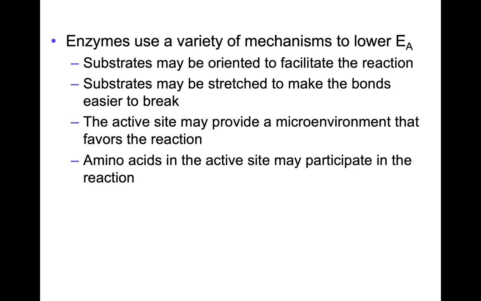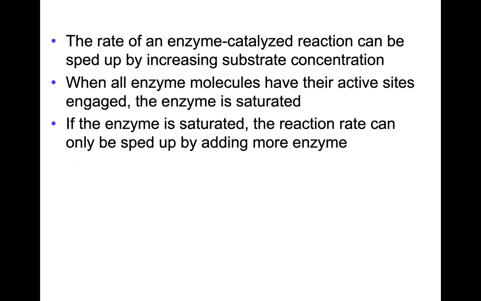Enzymes will use a variety of mechanisms to lower activation energy. For example, substrates may be oriented to facilitate the reaction. Substrates may be stretched to make the bonds easier to break. The active site may provide a microenvironment that favors the reaction. And amino acids in the active site may participate in the reaction. So you can get different ways in order to accomplish the lowering of the activation energy.